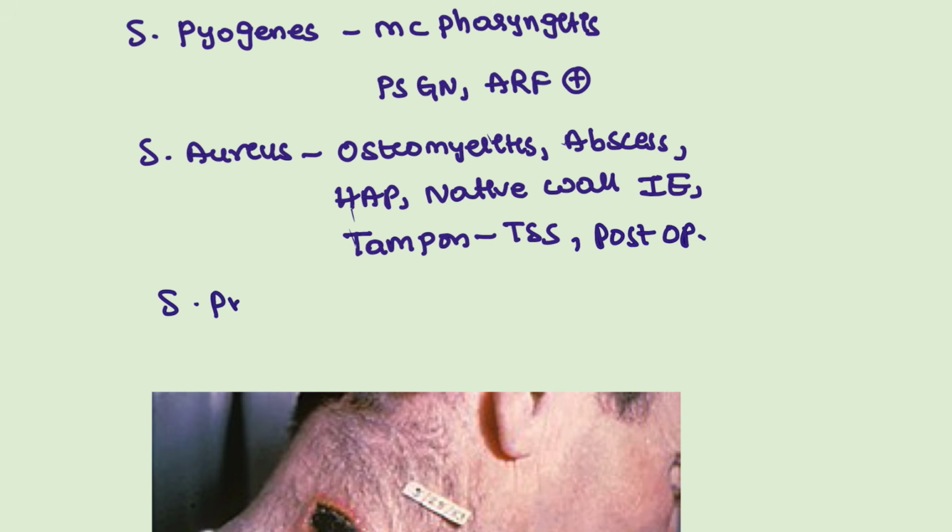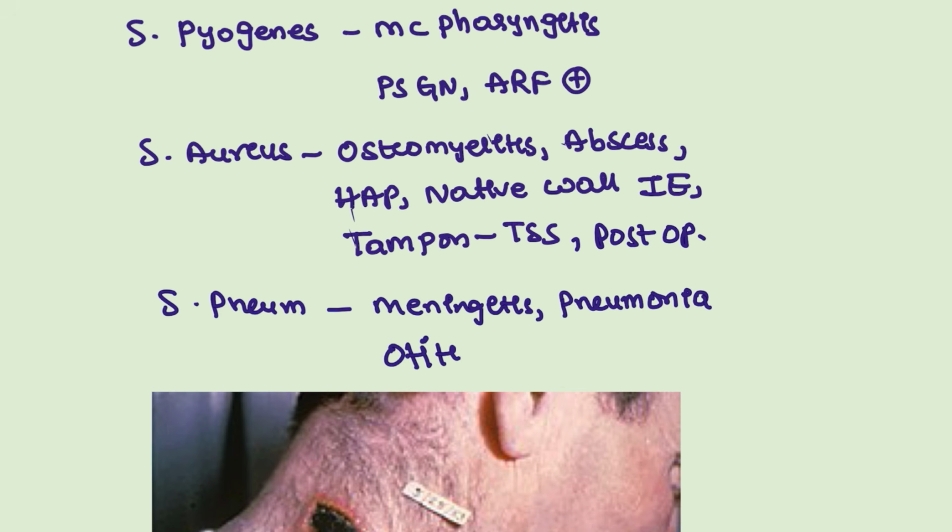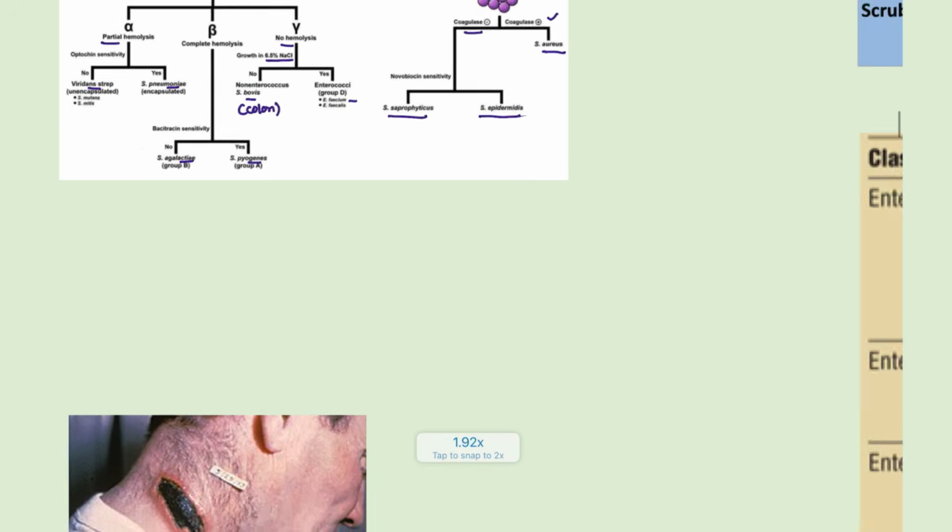Next, Streptococcus pneumoniae, which commonly causes meningitis in all age groups, and it can also cause pneumonia. Community acquired pneumonia is most commonly bacterial due to Streptococcus pneumoniae, and also otitis media will be seen in these patients.